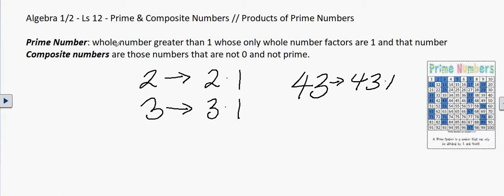Now, composite numbers. I didn't have a better definition than numbers that are not 0. I could probably add or 1, because 1 is also not counted as a prime number, and then it can't be a prime number. So basically, it's all the other numbers besides 0 and 1.